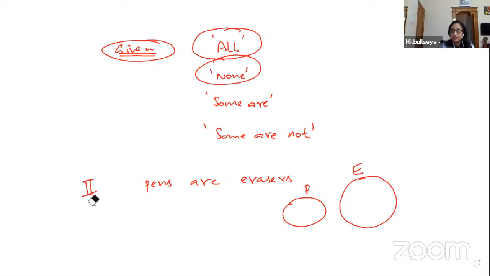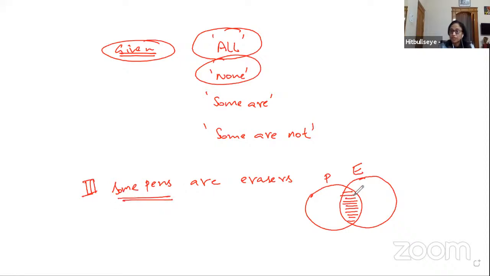Third category is some pens are erasers. What do you mean by some pens are erasers? A lot of people get confused with the fact that because we are using the word some, that means only some of the pens are erasers and there are few which are not erasers. No, it is not that. The information being provided to you is you checked some of the pens, they turned out to be erasers.